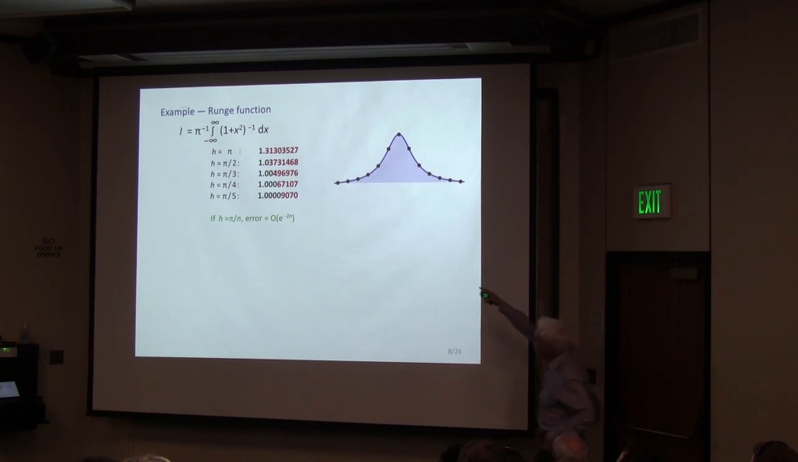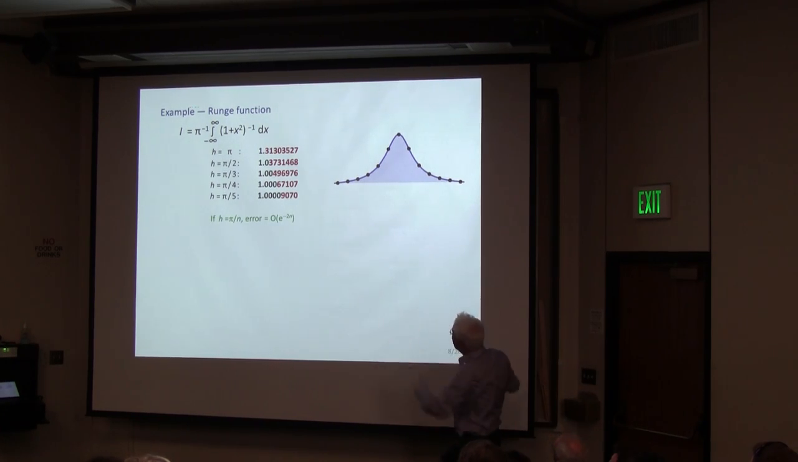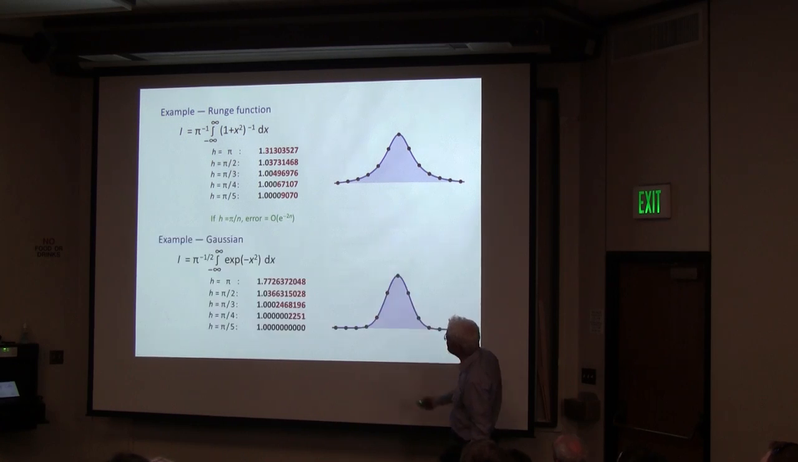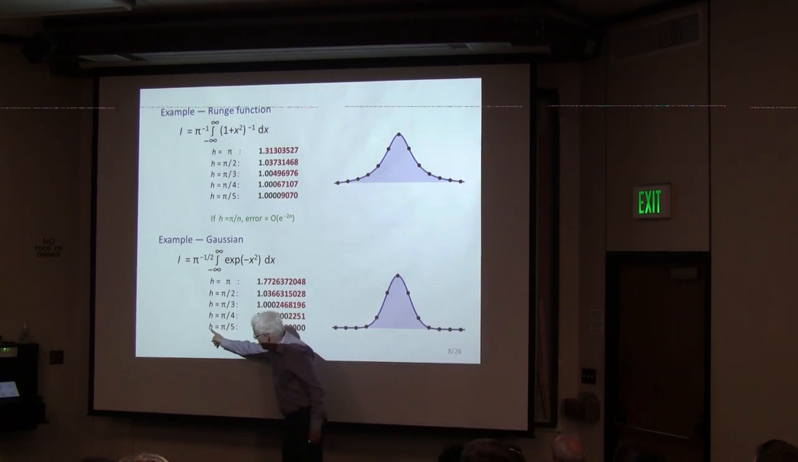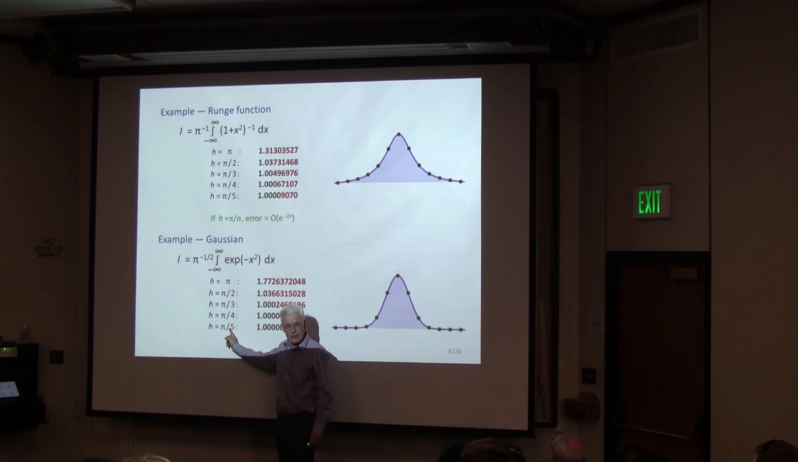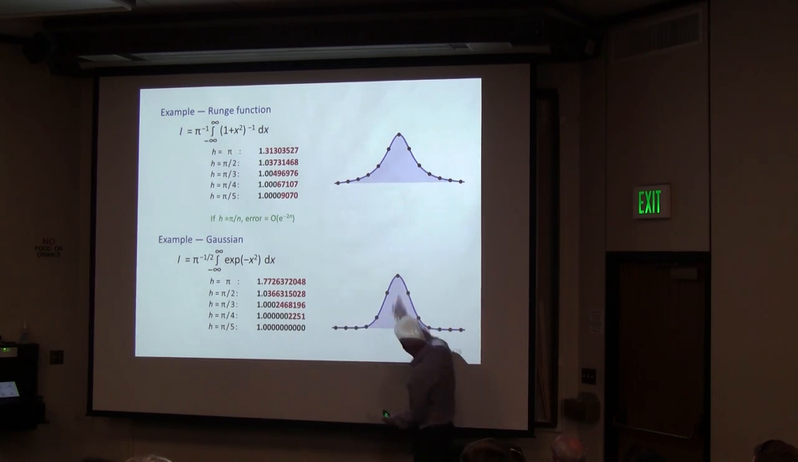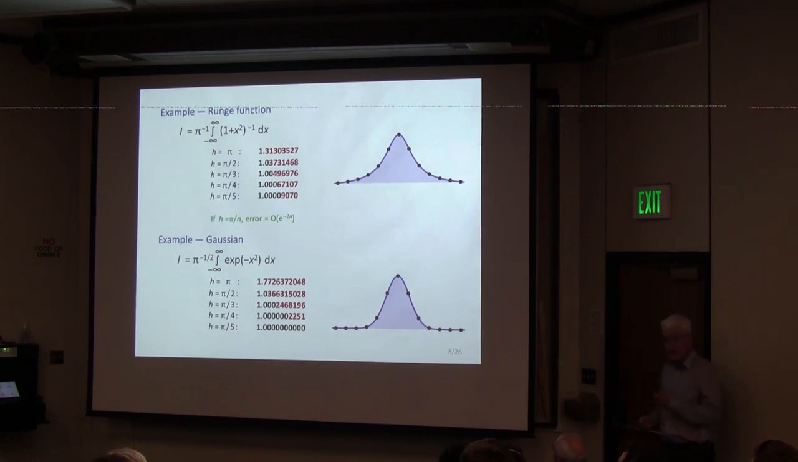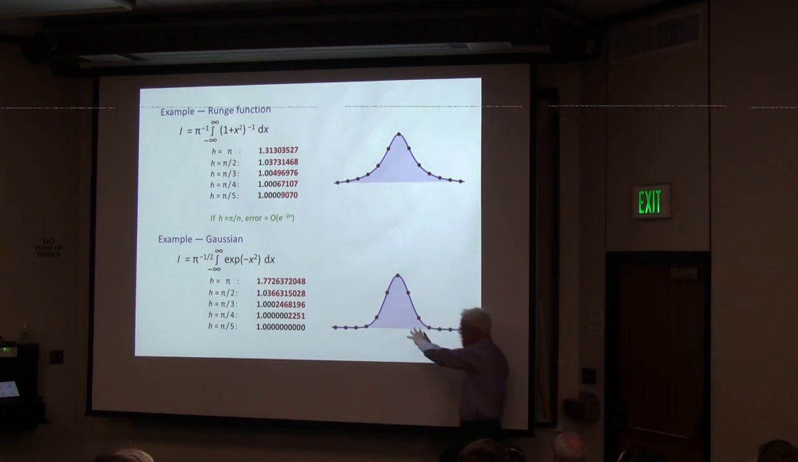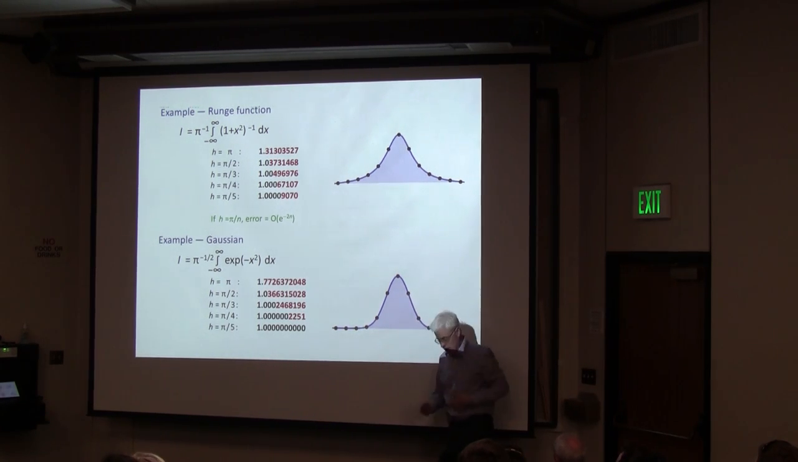By example, here's the Runge function. We imagine an infinite trapezoidal rule, very good convergence. Here's a Gaussian, even more spectacular, thanks to the very rapid decay. So with a grid size of pi over 5, which is like 0.6, you get hundreds of digits, just amazing. That's why Aitken and others were using this, because in statistics, they're constantly measuring moments of distributions that have a Gaussian flavor.